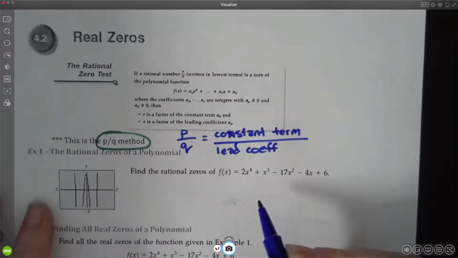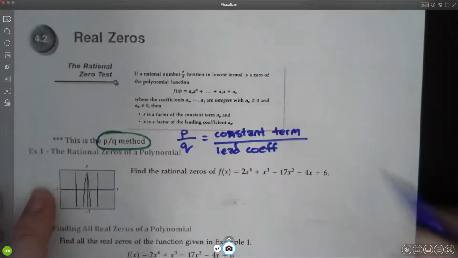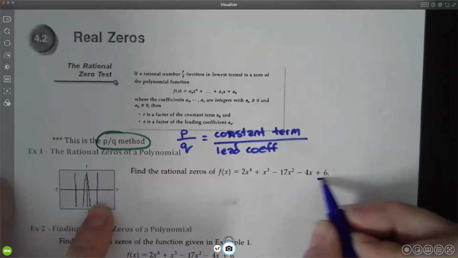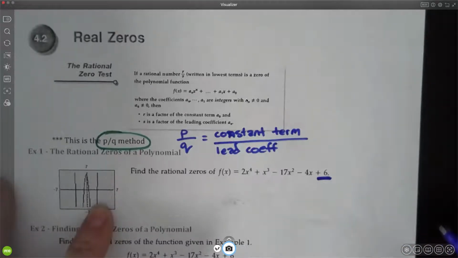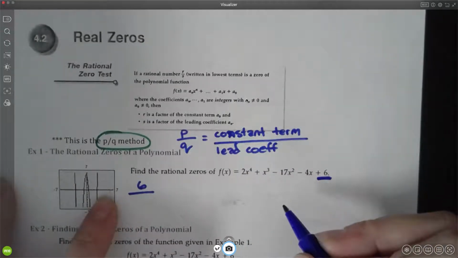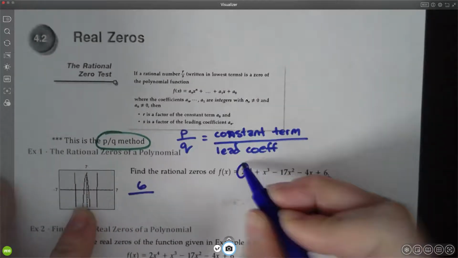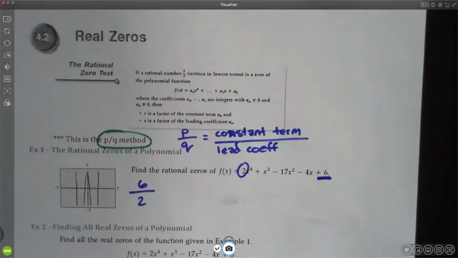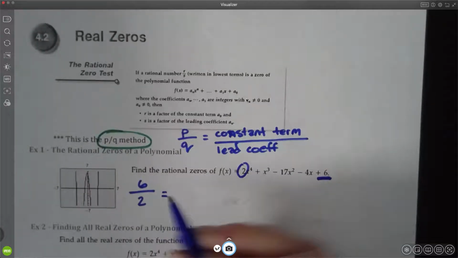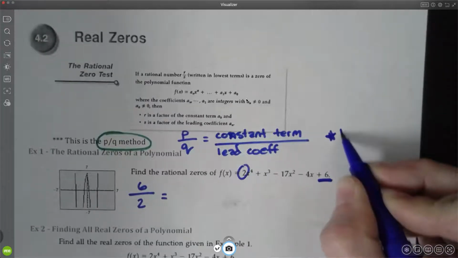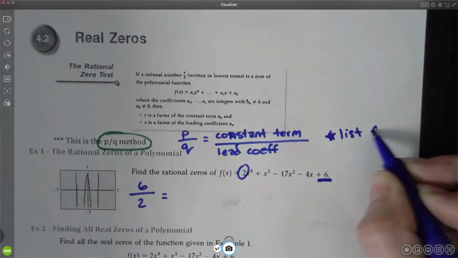So the constant term, what's the constant term for example 1? 6. It's the last term. It's the one that's constant, doesn't have an X on it. So it's 6 over, and then the leading coefficient, what's that one? 2. The leading coefficient is the number out in front. 6 over 2. This is the P over Q method. Okay, now, we don't just do 6 over 2. We have to list out the factors. So after you do that, step number 2, list the factors of each one of those.